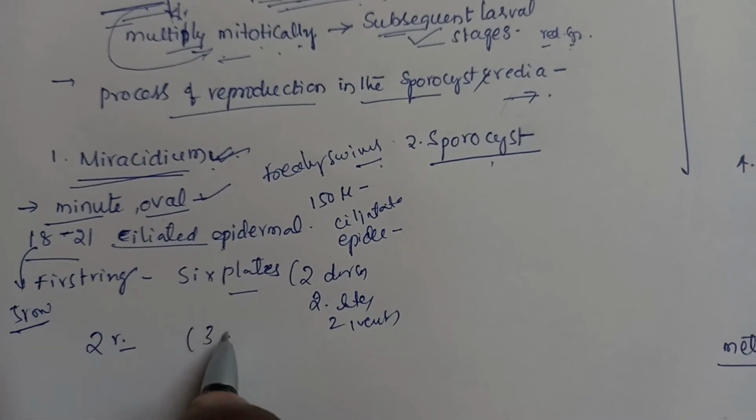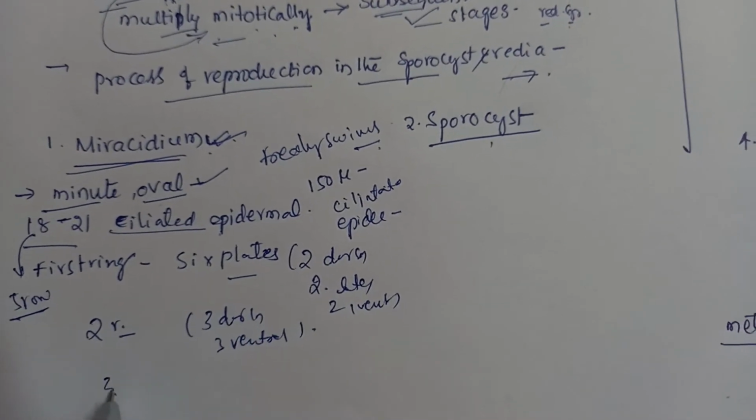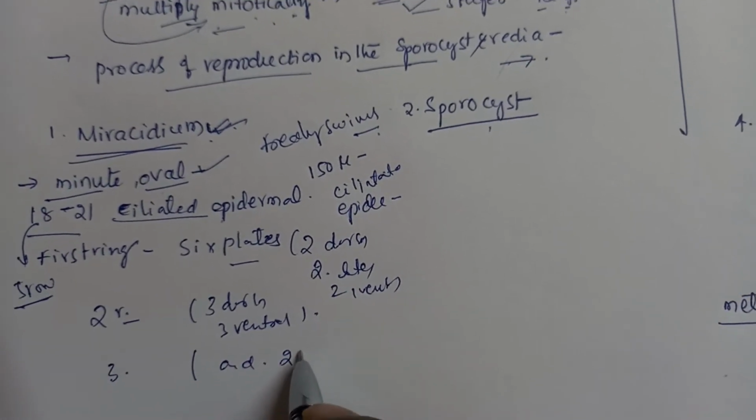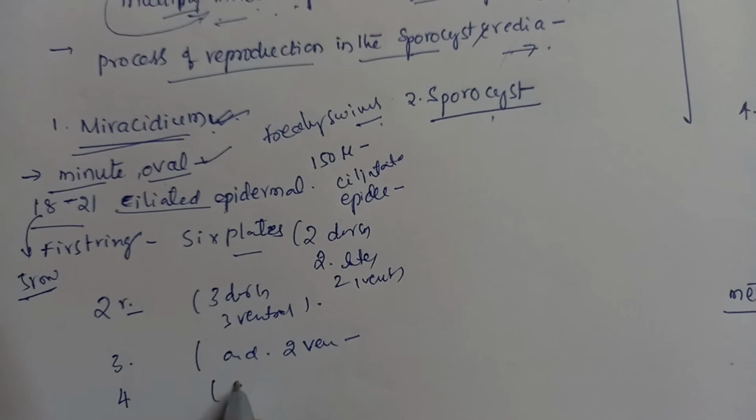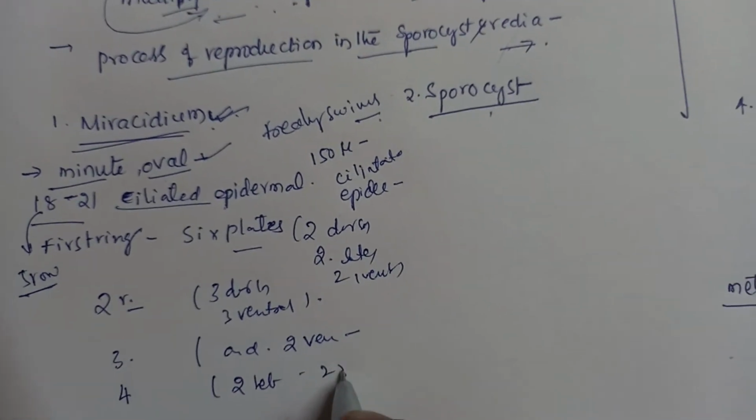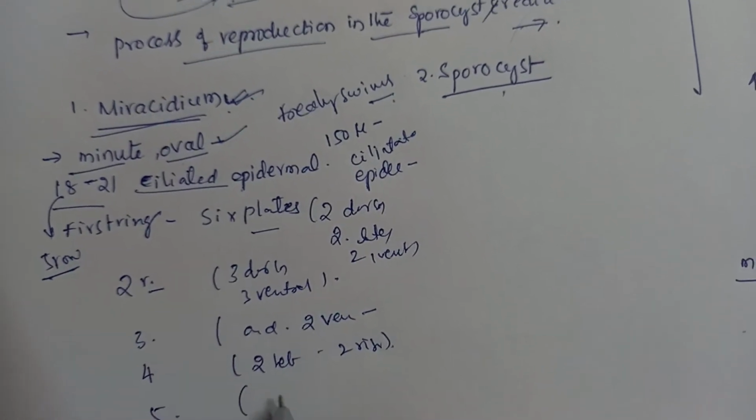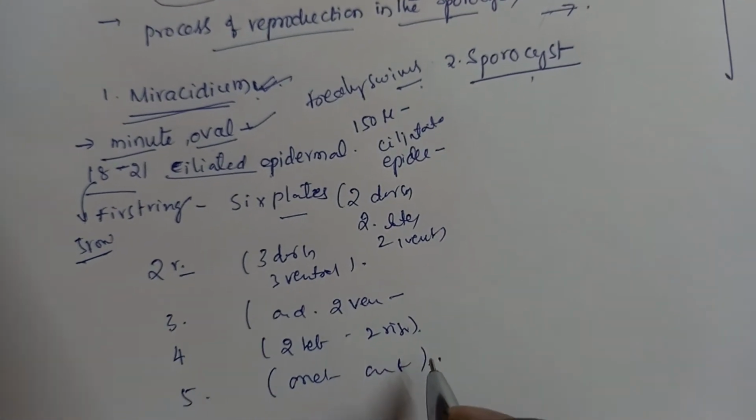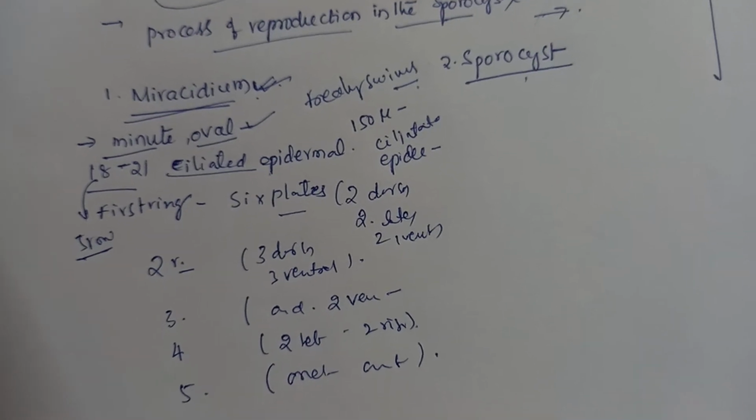plates, 3 dorsal and 3 ventral. The third ring has 3 plates, 1 dorsal and 2 ventrolateral. The fourth ring has 4 plates, 2 left and 2 right, and the fifth ring has 2 plates, 1 on the left side and 1 on the right side. So it is completely covered with 18 to 21 ciliated epidermal plates, lying in 5 rings.